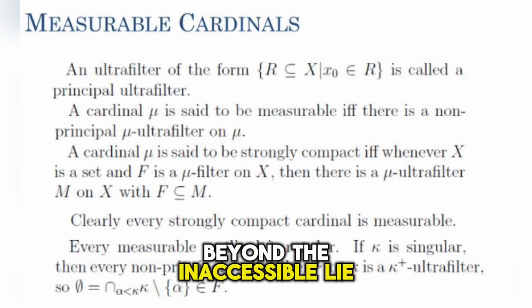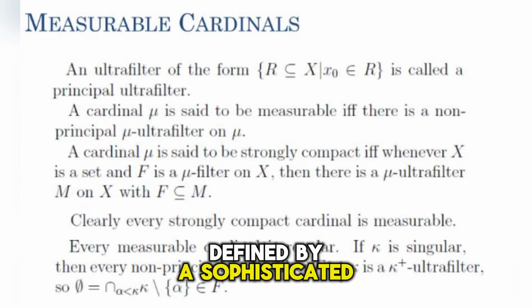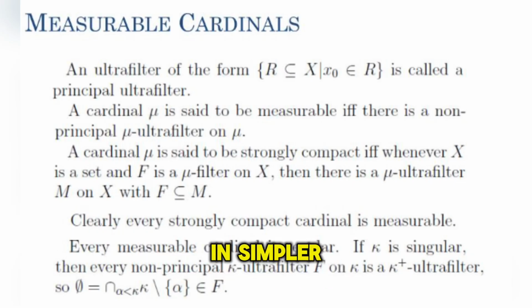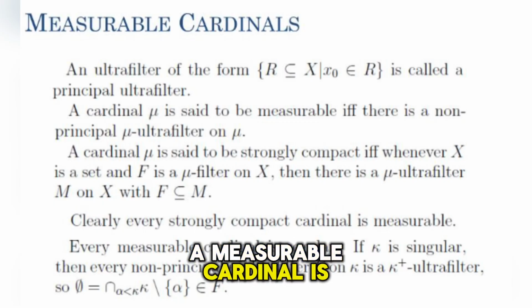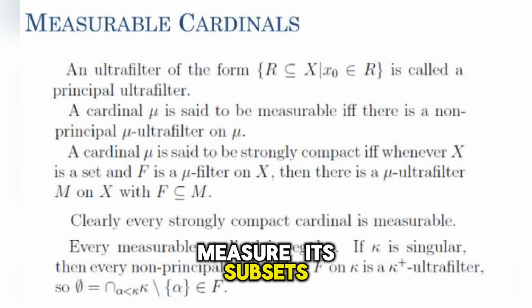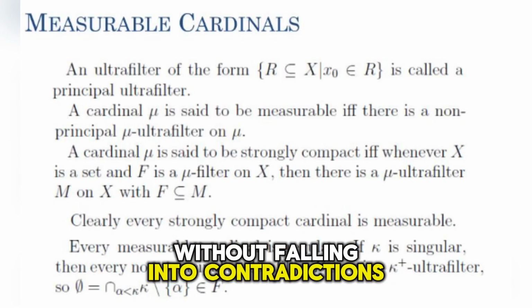Beyond the inaccessible lie the measurable cardinals, defined by a sophisticated concept called a non-trivial countably complete ultrafilter. In simpler terms, a measurable cardinal is so large that we can define a consistent way to measure its subsets, assigning them a value of large or small without falling into contradictions.